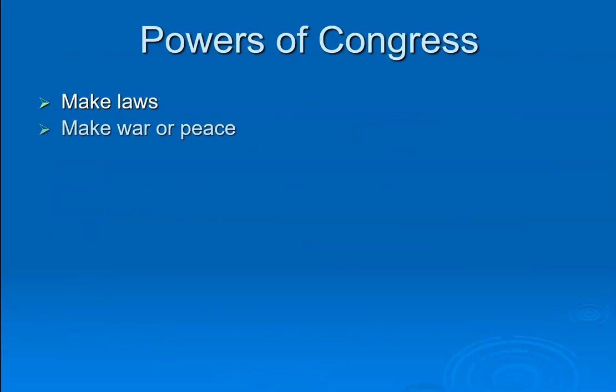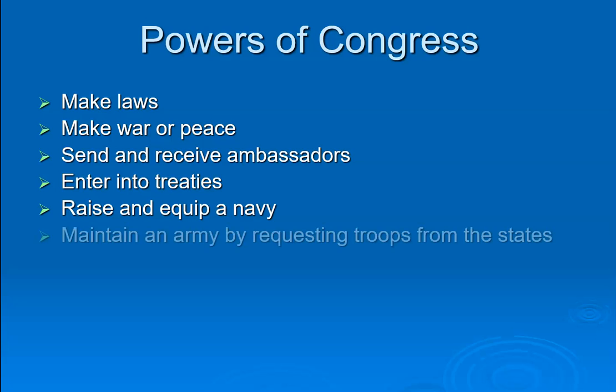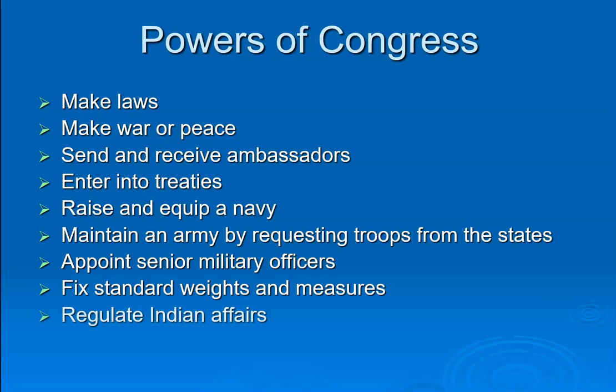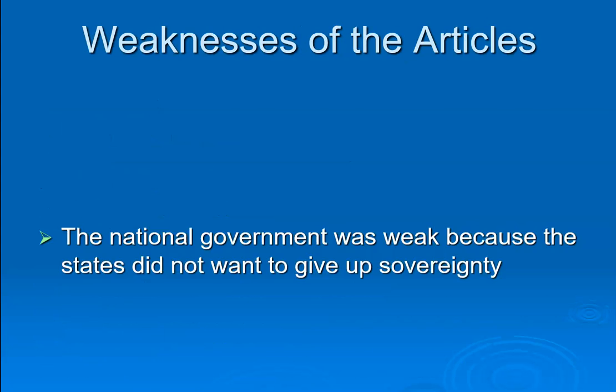Now, Congress could make laws, could make war or peace, could send and receive ambassadors, enter into treaties with foreign governments, raise and equip a navy, and maintain an army by requesting troops from the states. They could appoint senior military officers to that army, and they could fix standard weights and measures. They could regulate Native American affairs, establish post offices, and decide certain disputes between the states.